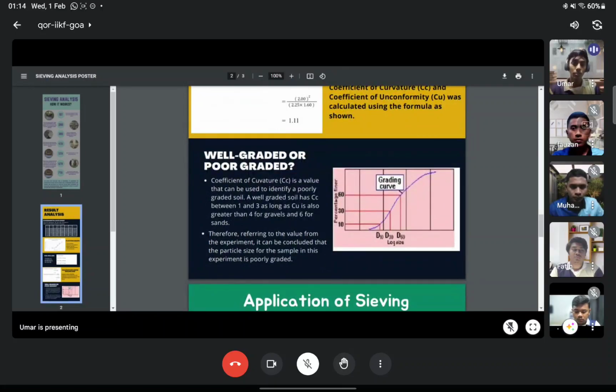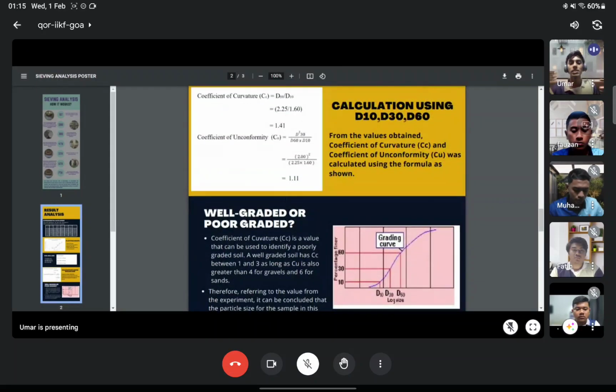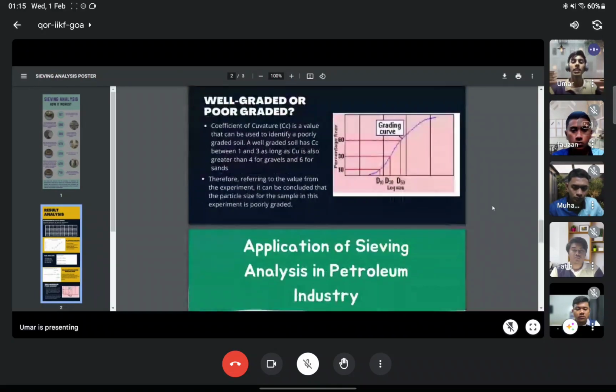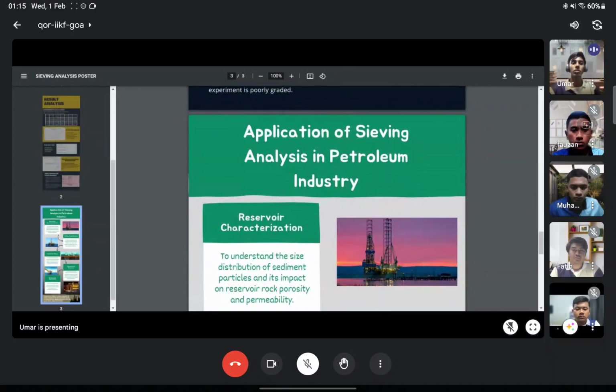The coefficient of curvature Cc is a value that can be used to identify a poorly graded soil. If the Cc value is between 1 and 3, then it is well graded, and Cu is also greater than 4 for gravels and 6 for sands. Therefore, referring to the values we got from our experiment, it can be concluded that the particle size for the sample in this experiment is poorly graded based on the Cu and Cc values. Next, I'll pass to my friend Muhammad Hakimi.